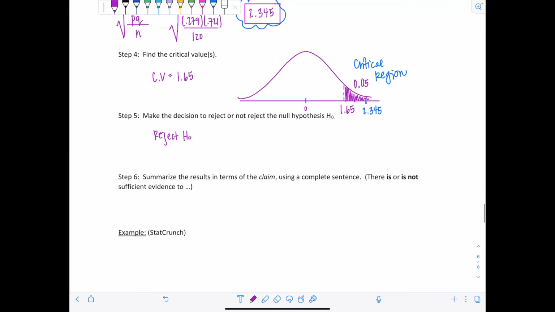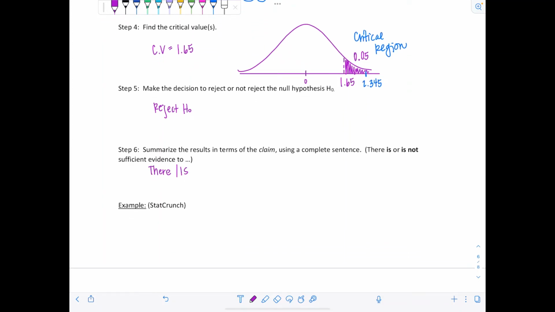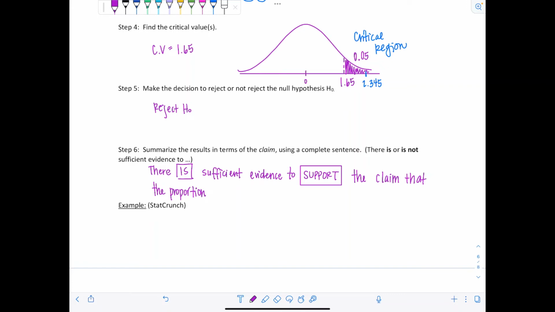Okay, and then we're going to summarize our results. So we'll say there is, because we chose to reject the null, sufficient evidence to, and then remember, you either say support or reject as the next word, and since the claim was in the alternative, then we say support the claim that the proportion of women physicians at the university health system exceeds 27.9%.